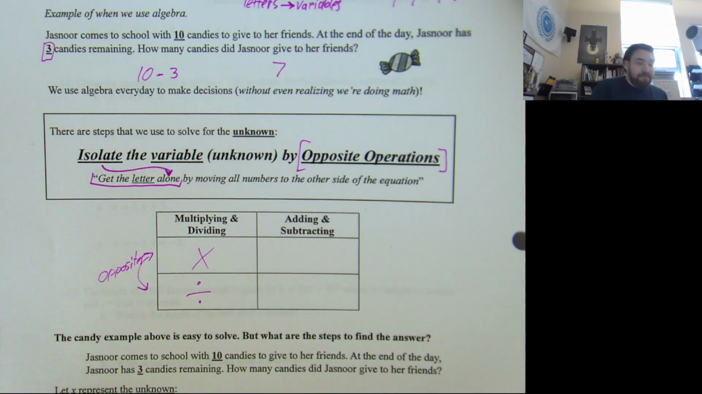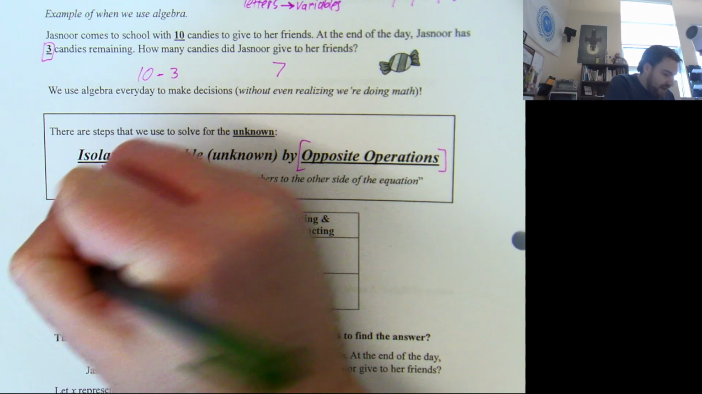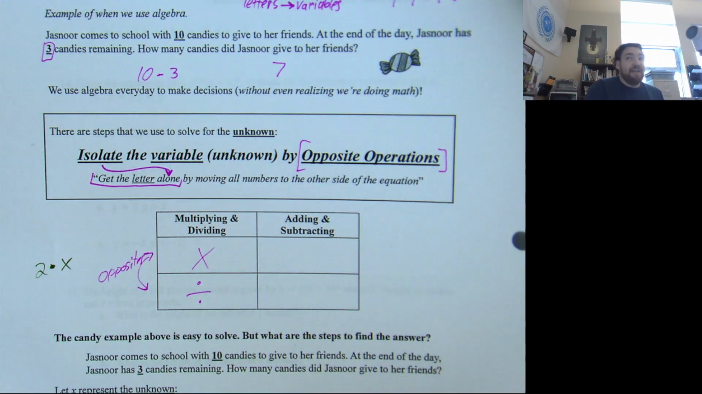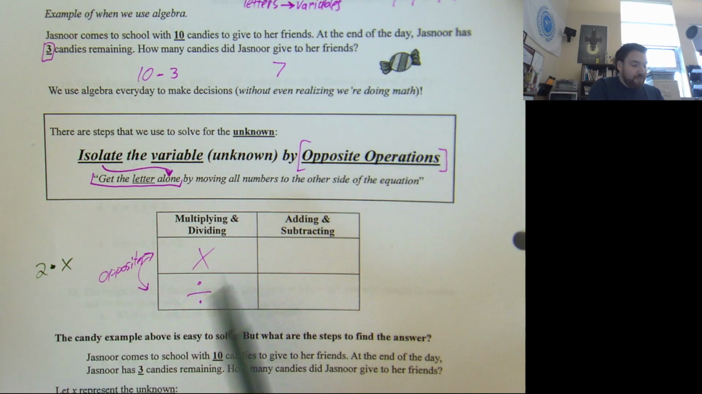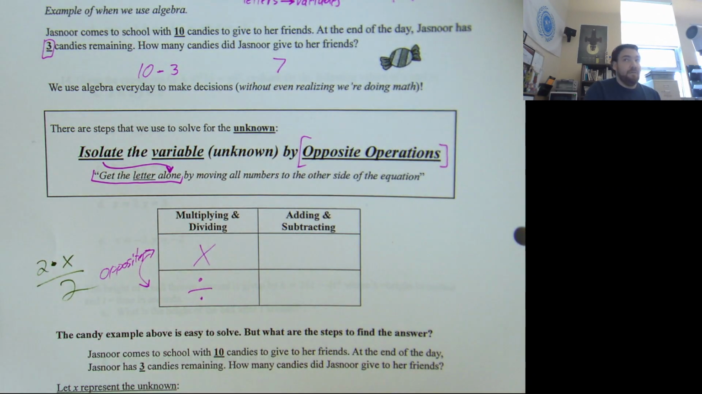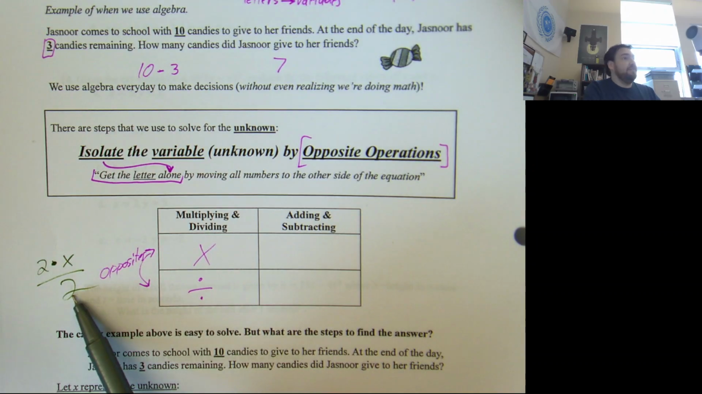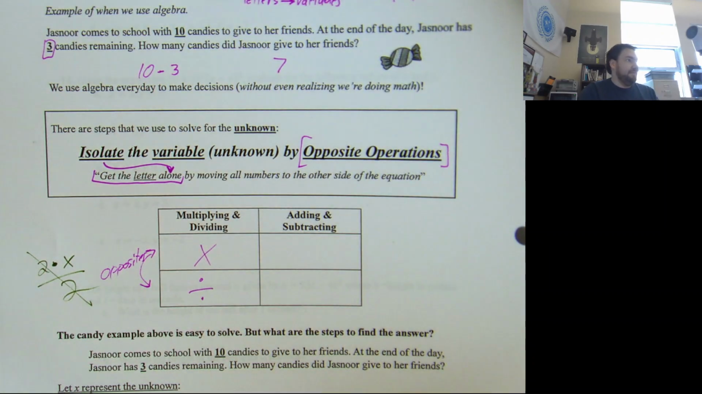For example, if I have 2 times, I don't know, we'll say x. If I have 2 times x, and I want to undo multiplying by 2, the opposite of multiplying is dividing. So the opposite operation would just be to divide by 2. When you have an operation and its opposite, they cancel. They go away. So this would just be x.